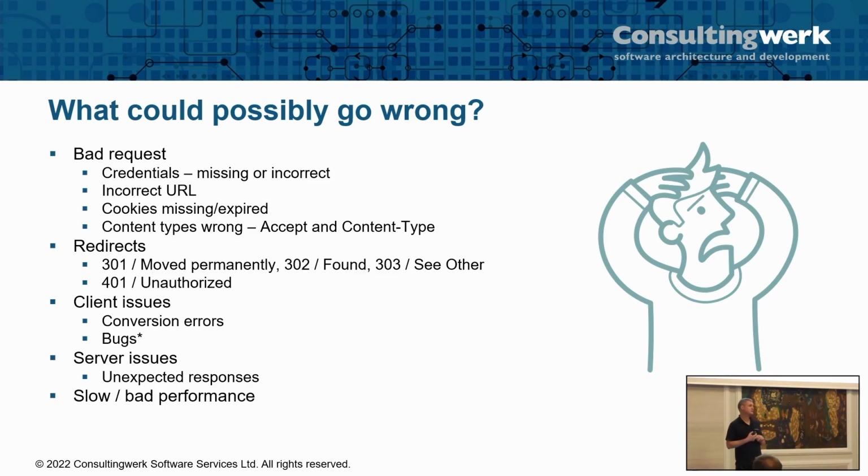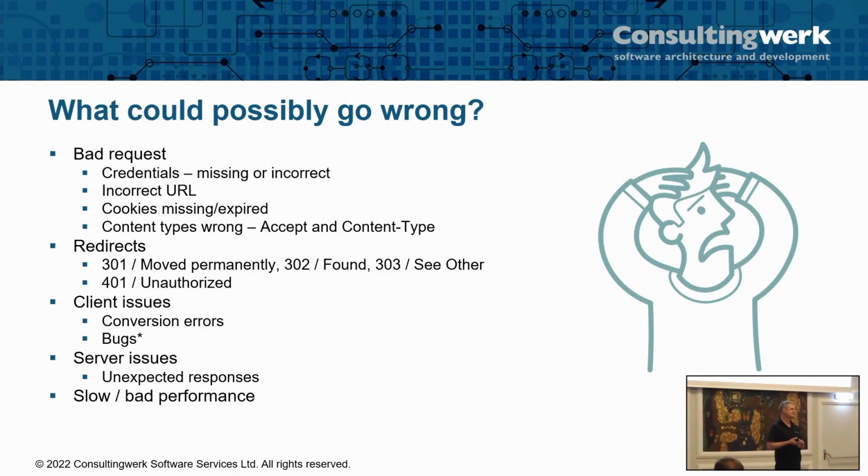What else? Content types are wrong, right? You didn't ask for JSON, you thought you were going to get JSON back. The accept header wasn't set, and now you're getting XML, and your code says, object model parser, pass, and it's like, ugh. It's that sort of stuff.